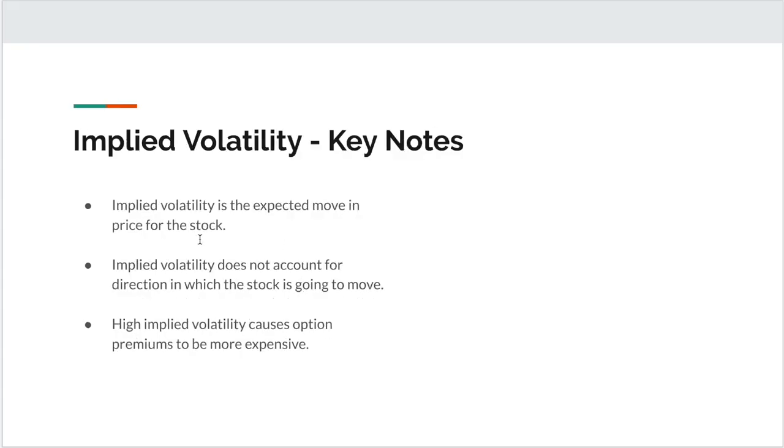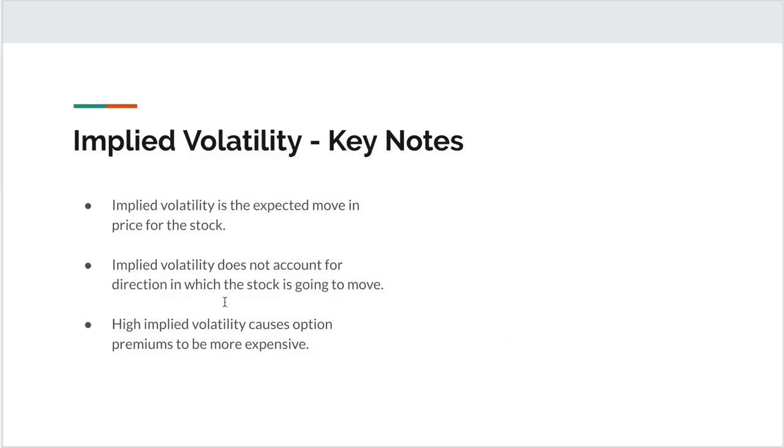So some more key notes. This is just review. Implied volatility is the expected move in the price for a stock. So it's the range that it gives you. Remember we talked about, I drew out that poorly drawn example for Apple and the range that it can possibly move in, the 68% within the next year.